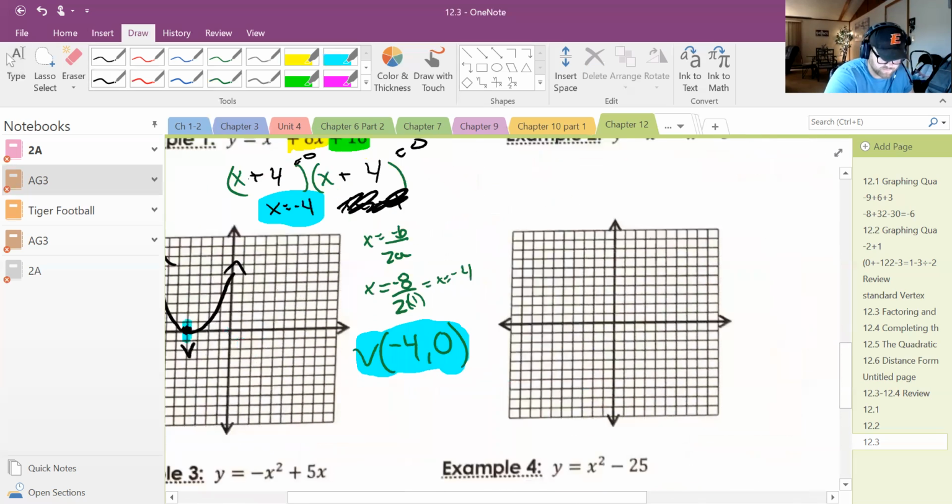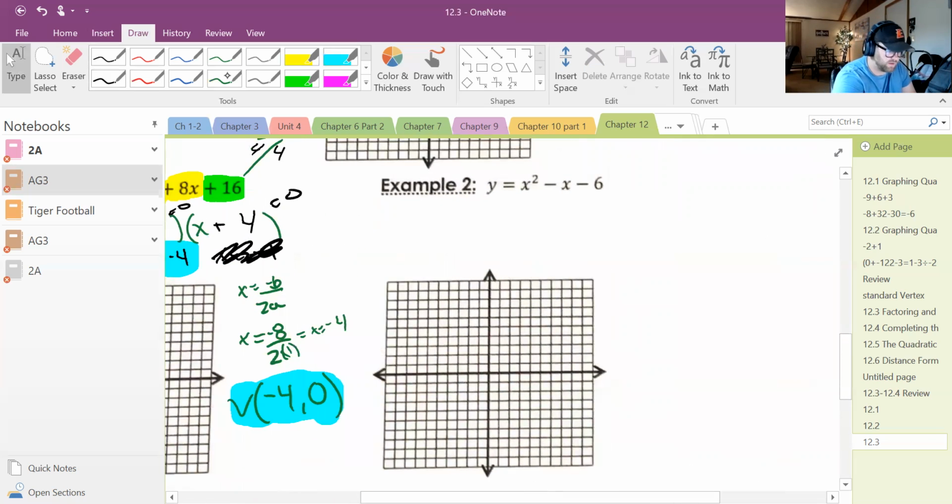Okay. Let's do another one. That's all we did. We're just sketching zeros. Find the vertex, sketch the zeros. No big deal. Start with your parentheses, x and x.